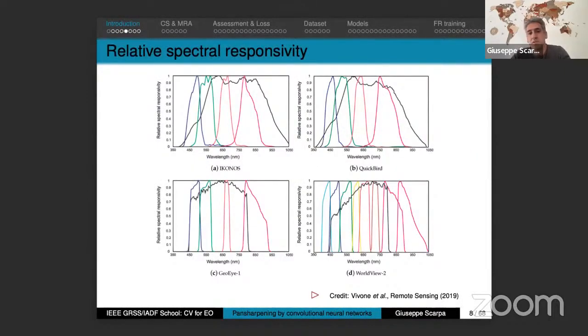Here, for some simple satellites, we can see the spectral response that characterizes each band, including the panchromatic channel that is represented in black. As it can be seen, there are frequencies covered by the multispectral bands, but not by the panchromatic band, and vice versa. The band can register wavelengths that are not sampled or partially sampled by the multispectral bands. Well, in practice, this means that there can be objects in a scene that are visible in the PAN domain, but not in the multispectral domain, and vice versa. So this makes more complex an already ill-posed inverse problem.